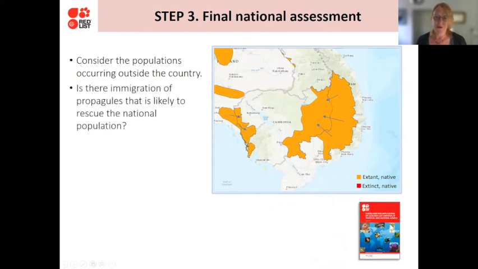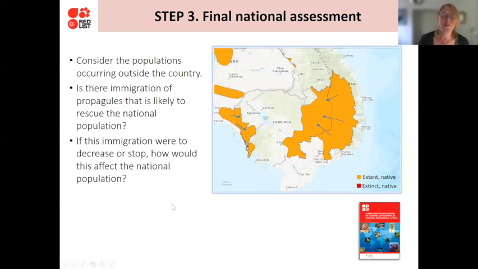And this is where you would rely entirely on the regional guidelines. This is where all the guidance is on how to deal with all these questions. So is there immigration of propagules, and I mean individuals or seed or eggs or larvae, that is likely to come into Cambodia in this case and rescue the national population should it start to decline? So here we've got the nearest populations in Thailand and Vietnam. There is actually immigration happening.